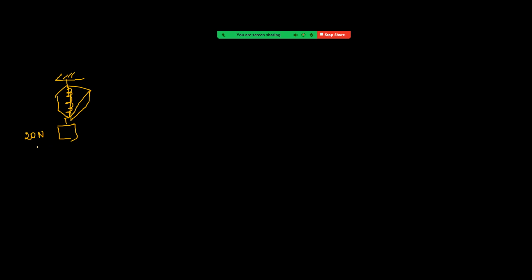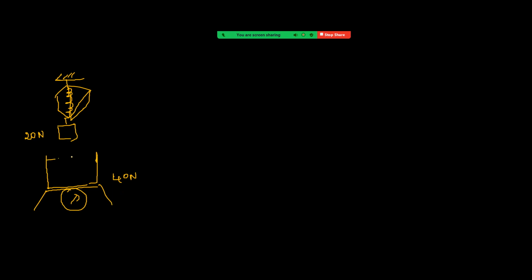Right, now the next condition. A beaker containing some water is placed on a weighing machine. So take a beaker here which contains water. This is placed on a weighing machine. It reads 40 newton. The spring balance is now lowered so that the block gets immersed in water. The spring balance now reads 16 newton.